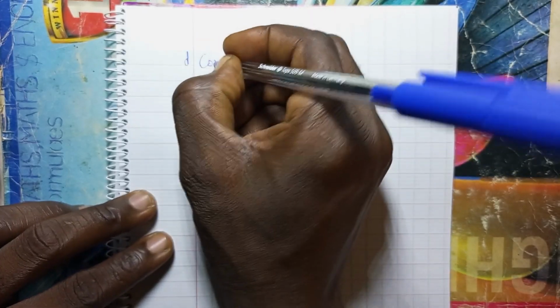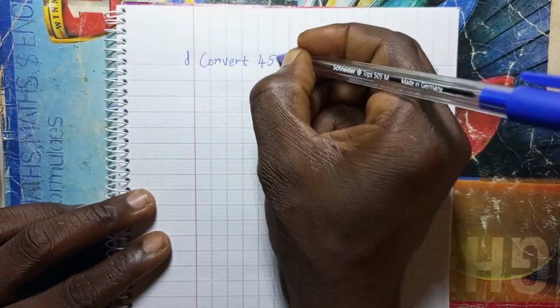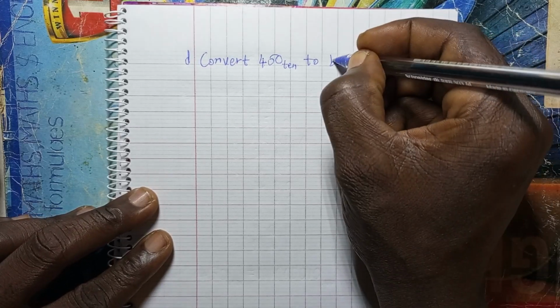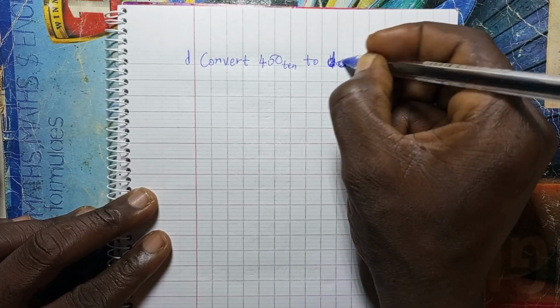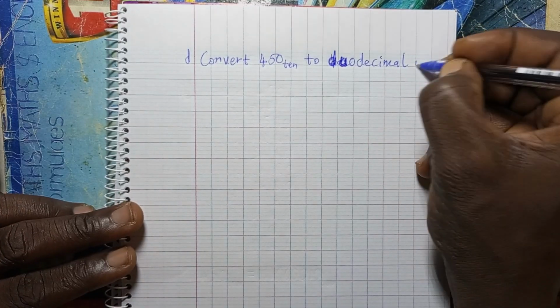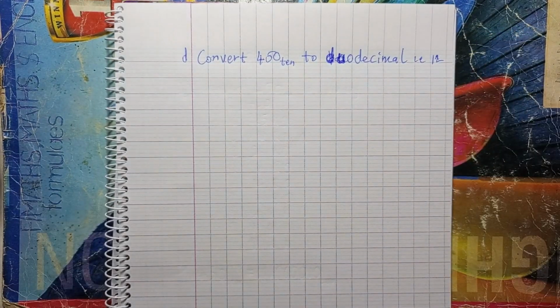Now the D says we convert that same number, 450 base 10, to duodecimal. That is base 12. So the same way.